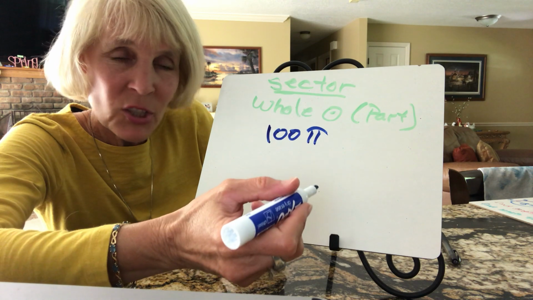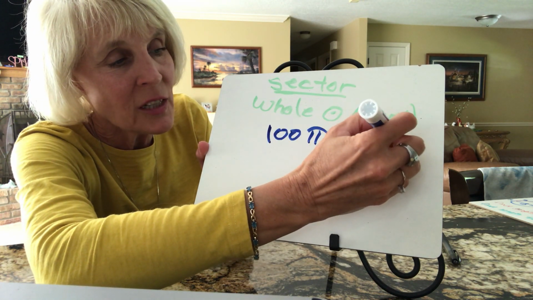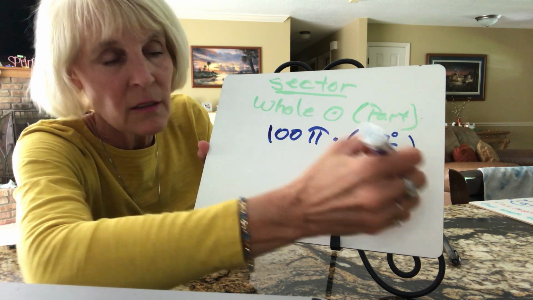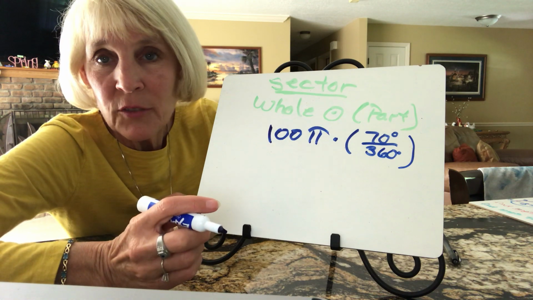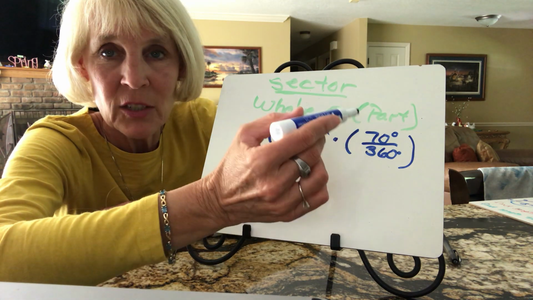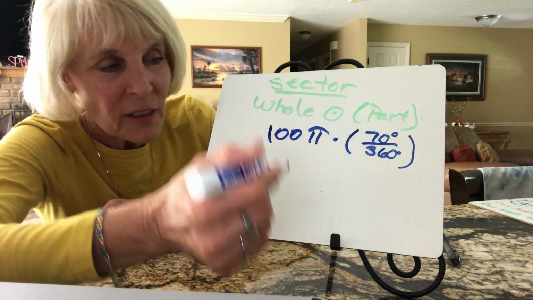And now what part do I have? Well, I have 70 degrees out of 360 degrees. And that's literally all I have to do. So I can say 100 pi times 70 over 360, and I would get my answer. That's really all you're doing.